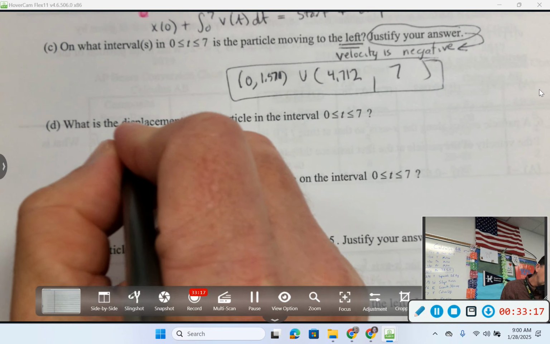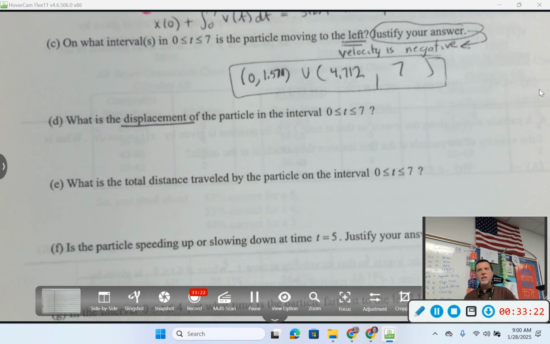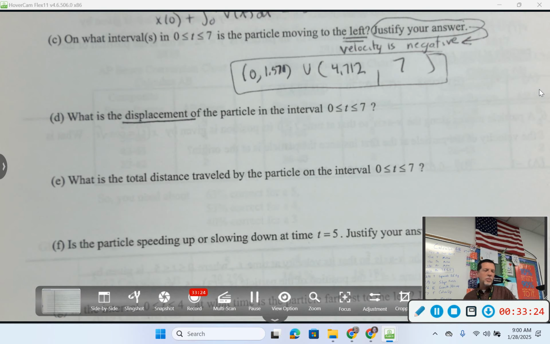So I don't need a paragraph of justify, I just need to explain what I was looking for. Part D, what is the displacement of the particle from 0 to 7? Okay, how do we get displacement?